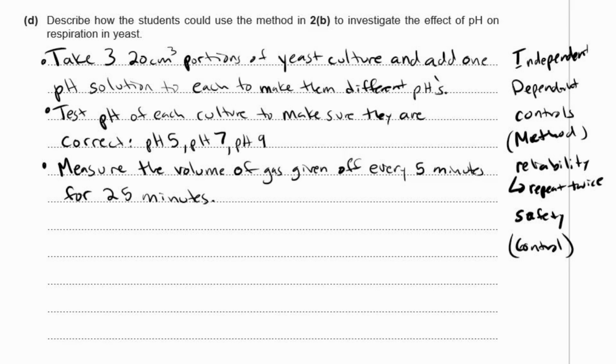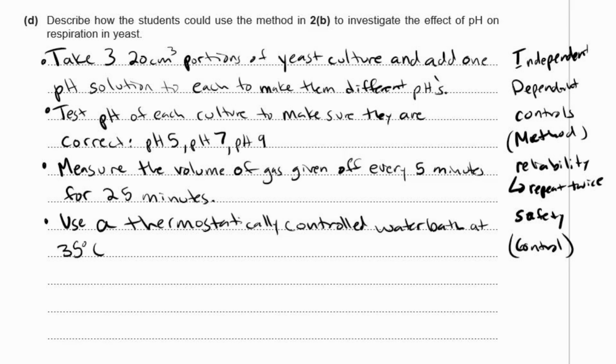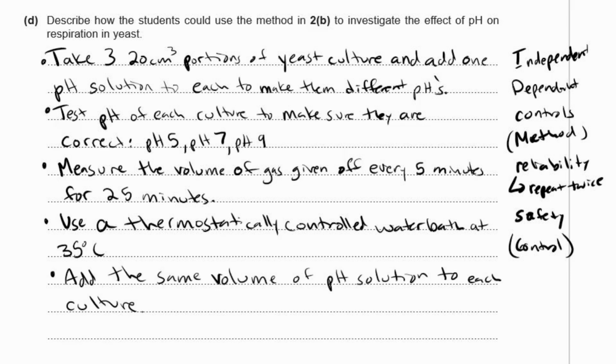Okay, now we're going to put down one or two controlled variables. Okay, so use a thermostatically controlled water bath at 35 degrees Celsius. That's one of those key words that they like, the thermostatically controlled water bath. That just means it's an electronic water bath, not you using a Bunsen burner with a thermometer in, which also works, but the thermostatically controlled one can be kept a little bit more accurate. So add the same volume of pH solution to each culture. Okay, same volume, that's a control.